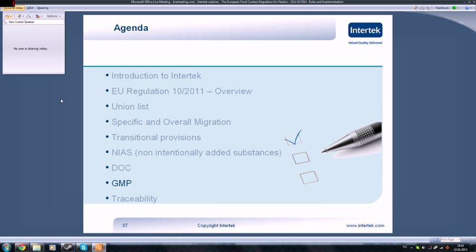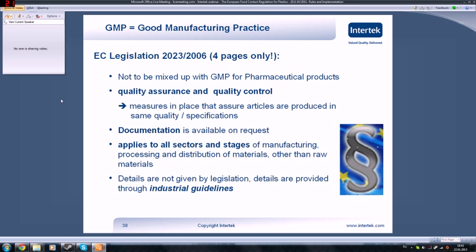One thing, which is more or less out of the regulation 10/2011, it's more a thing of the framework legislation, is GMP, good manufacturing practice. This good manufacturing practice legislation, 2023/2006, is only 4 pages long. But the intention is that quality assurance and quality control is done. So that means that there are measures in place that assure articles are produced in same quality and specification.